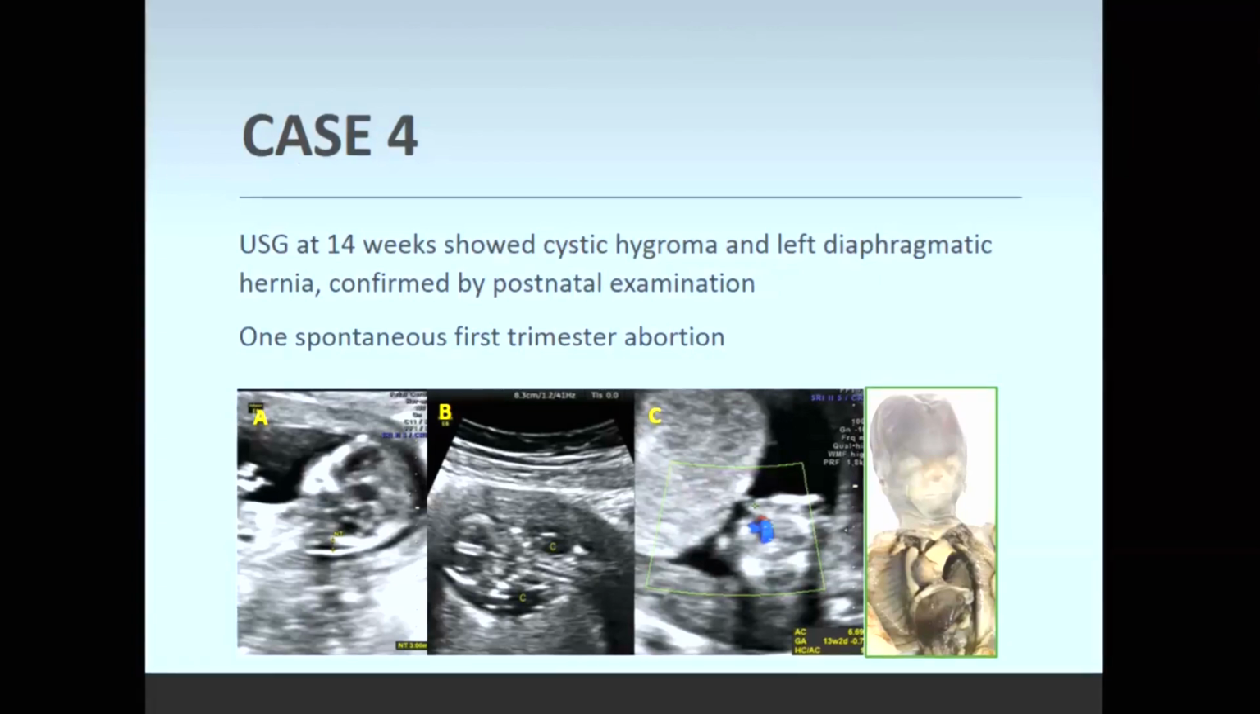So, we can do microarray straight away, or we can do QF-PCR also, because cystic hygroma may be associated with trisomy 13, 18, 21. Okay. Or we can do MLPA. FISH can also be done for 13, 18, and 21.